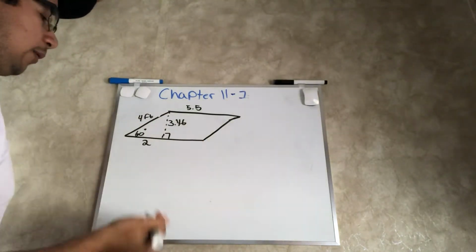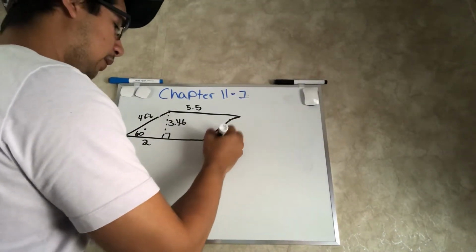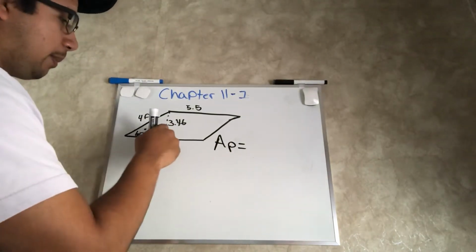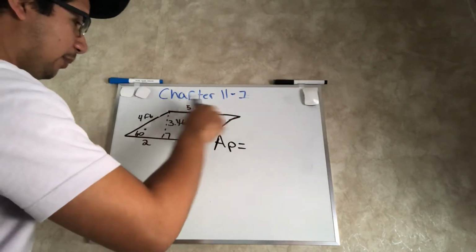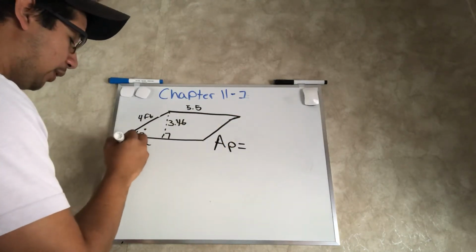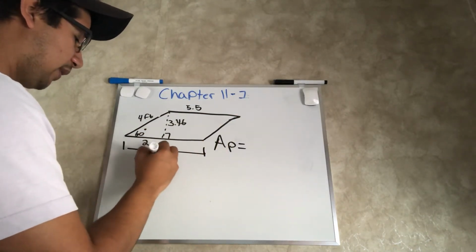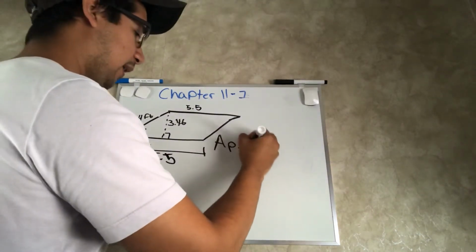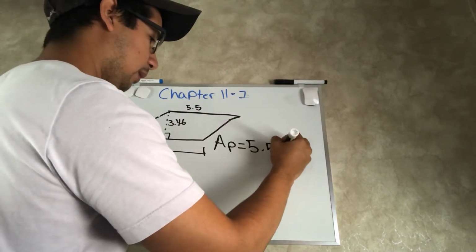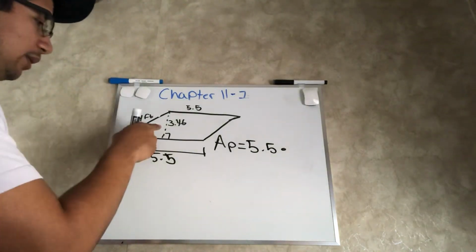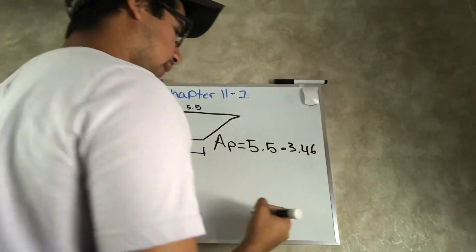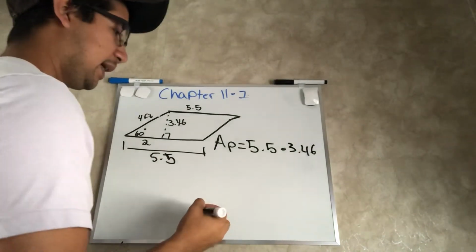Okay, and now this becomes really simple, right? So the area of the parallelogram is base times height. Well, my base is 5.5, right? Which is all of this from here to here is 5.5 because of that right there. So we have 5.5 times my height, which is 3.46. Okay, and just go ahead and multiply that out.